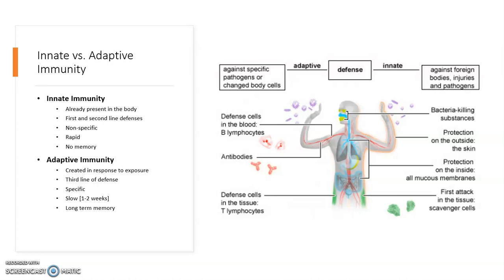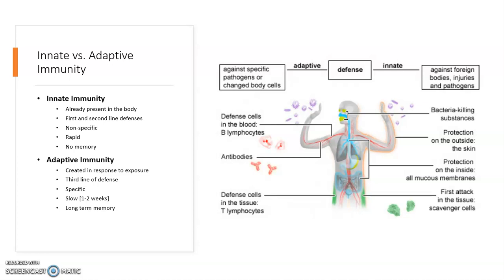As far as our innate immunity, this is something that is already present within the body. We are born with it, and it consists of our first and second lines of defense. First being things that block pathogens from getting into a portal of entry, like our skin and nasal hairs. Second being things like protective cells and fluids within the internal regions of the body that protect us from infection. Things like inflammation, fever, and phagocytic cells.